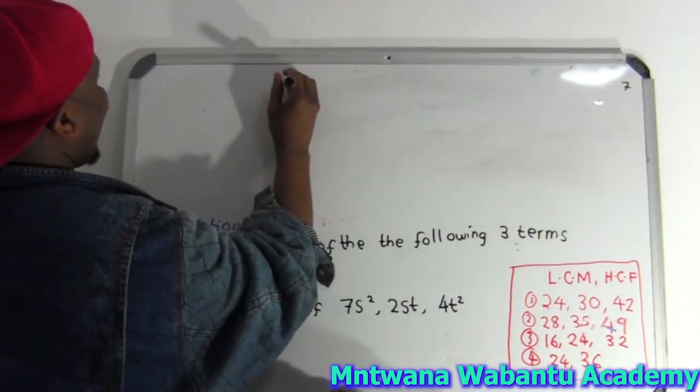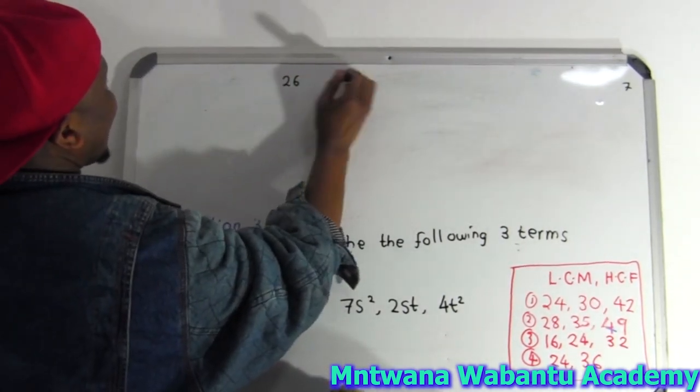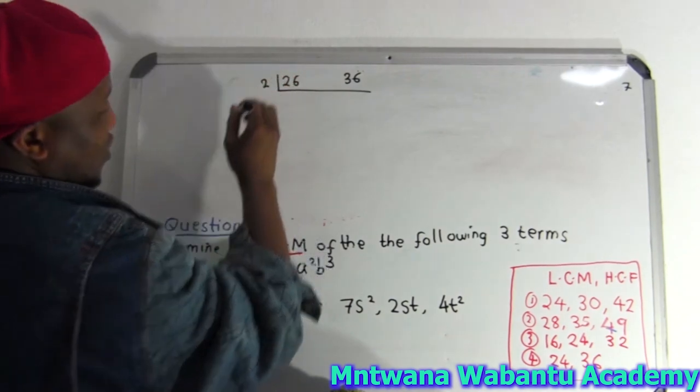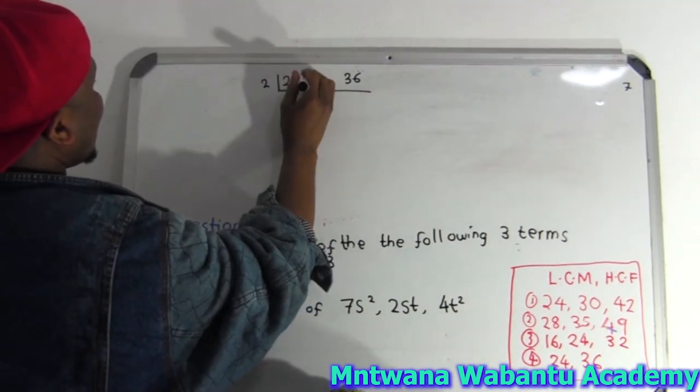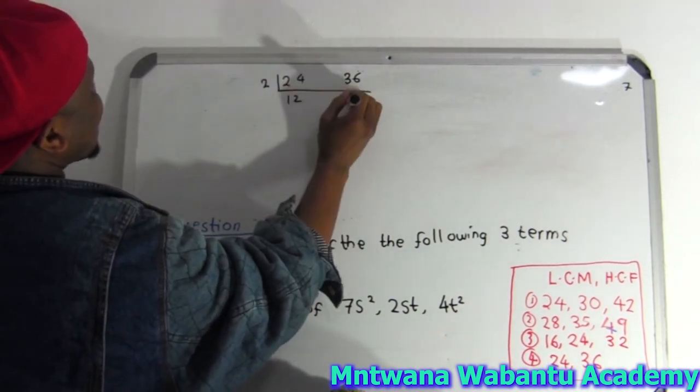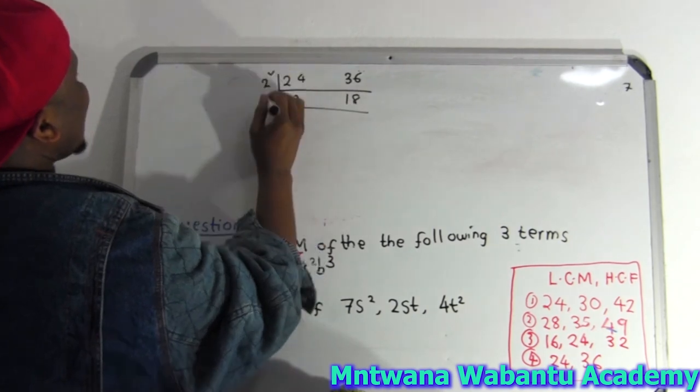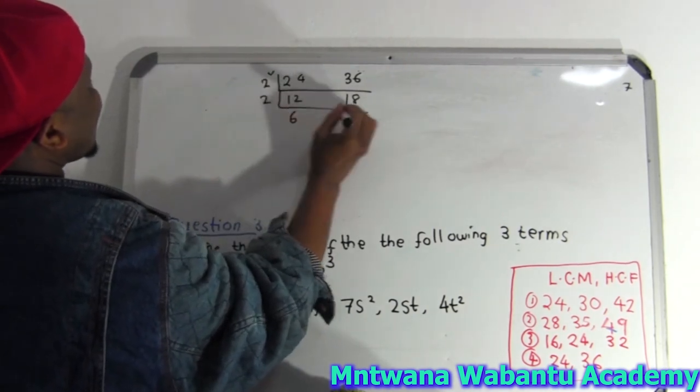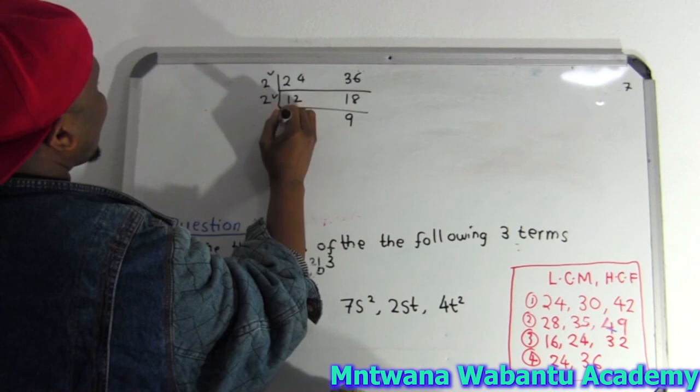24 and 36. So now you have 24 and 36. Now we do the same game. 2 is going to go for both of them. So it's going to be 12 and this is going to be 18. So we take it. And then 2 again is going to go for all of them, 6 and then 9.